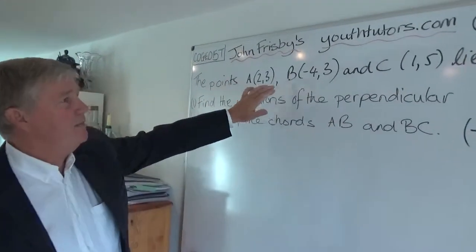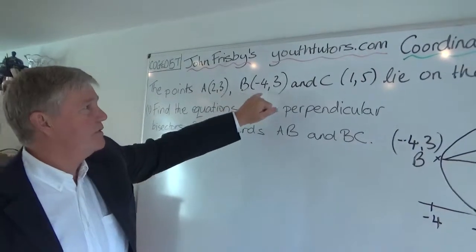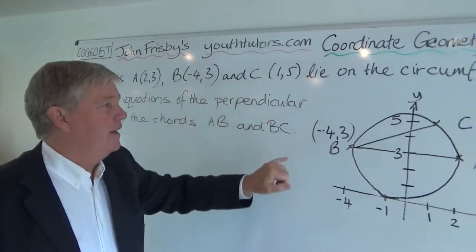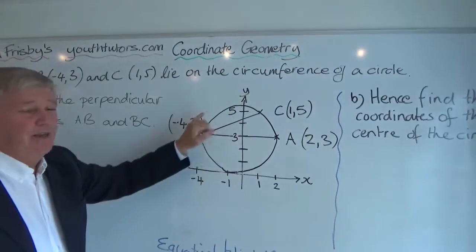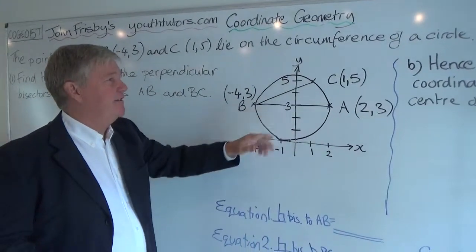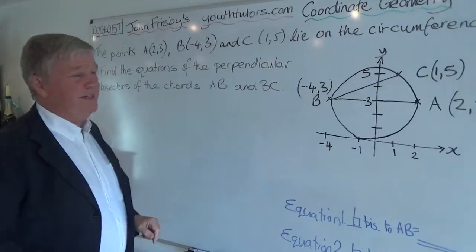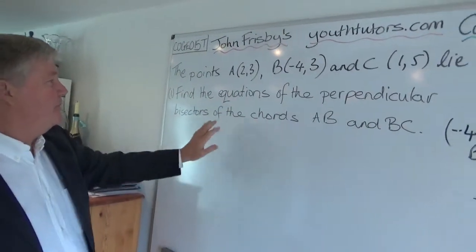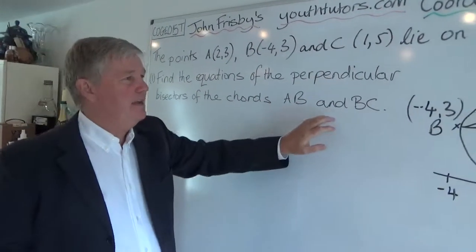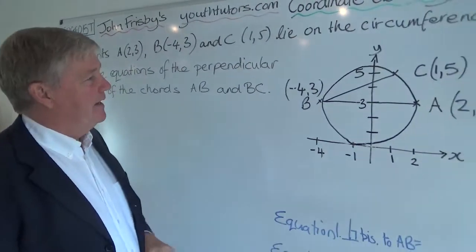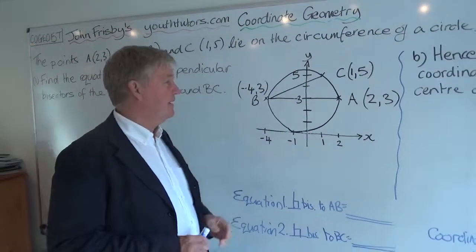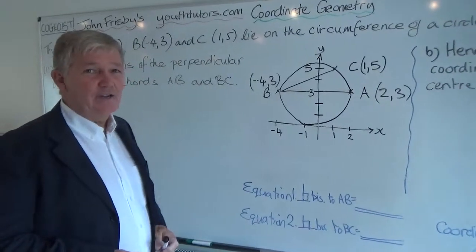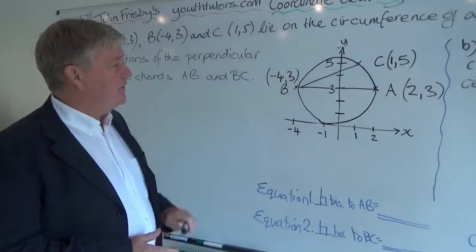We've got the points A, B and C, (2, 3), (-4, 3) and (1, 5), which lie on the circumference of a circle. I've sketched this out in advance, in true Blue Peter style. Find the equations of the perpendicular bisectors of the chords AB and BC. Now this is a sketch, remember, it's not drawn accurately, but it is very helpful.